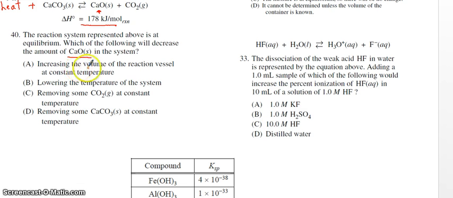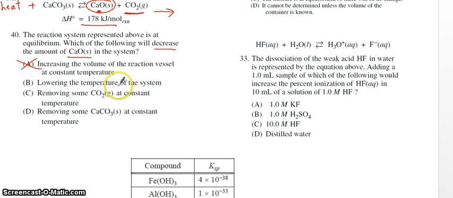A says increasing the volume of the reaction vessel. If we increase the volume, that affects pressure. Pressure would actually decrease. Now pressure is on the right side. We have gases on the right side, no gas on the left side. So if you decrease the pressure, the system will try to increase the pressure by shifting to the right, therefore making more CaO. We don't want that, we want less. It's asking for which will decrease.